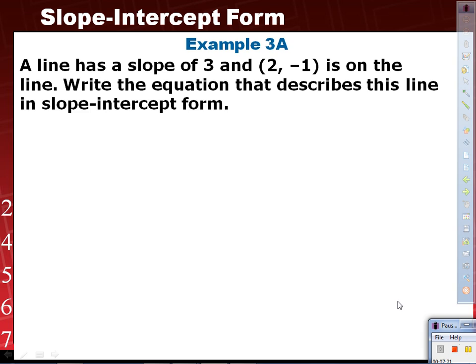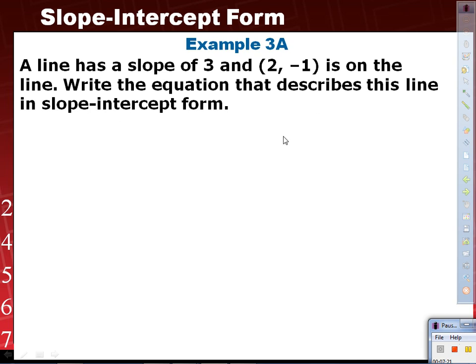Okay, here we go. So, for this next part, I need your full attention. You'll copy at the end. Okay, here it goes. So, it says, a line has a slope 3 and (2, -1) is on the line. Write the equation that describes this line in slope-intercept form.